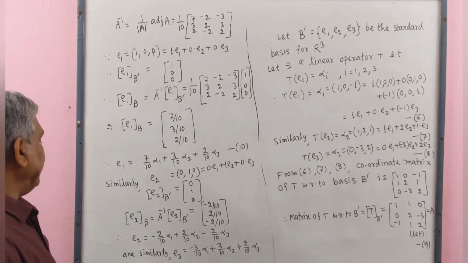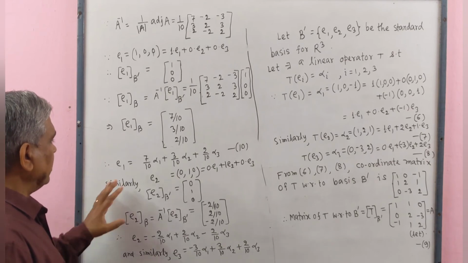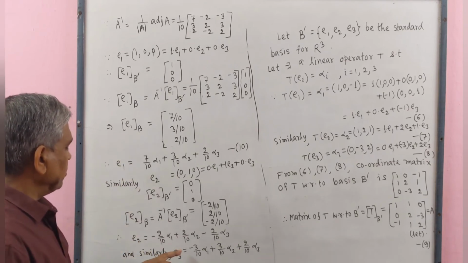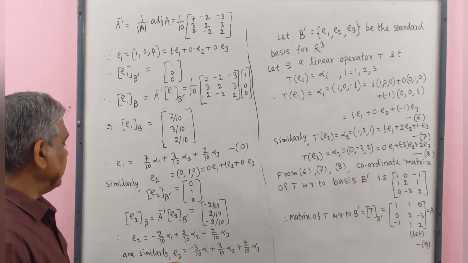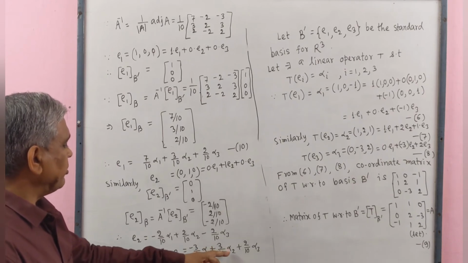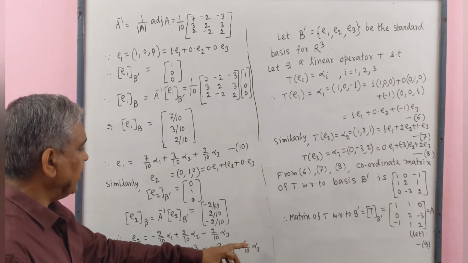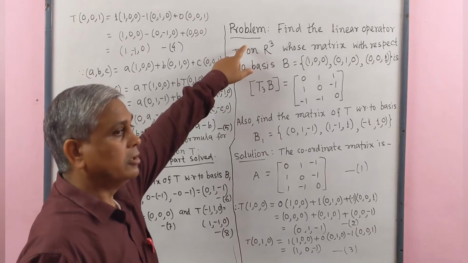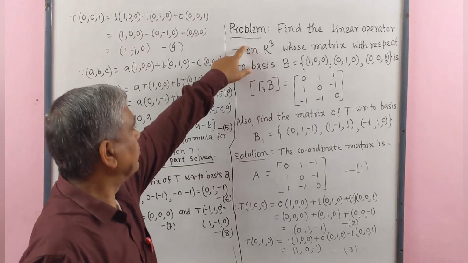Similarly, we may find e3, which gives the result e3 equals minus 3 by 10 alpha 1 plus 3 by 10 alpha 2 plus 2 by 10 alpha 3. Now we solve another problem.